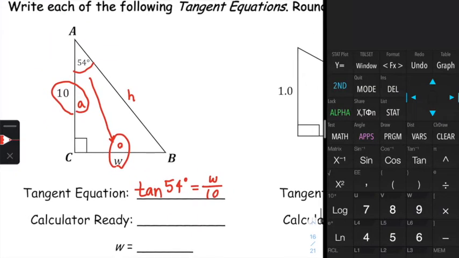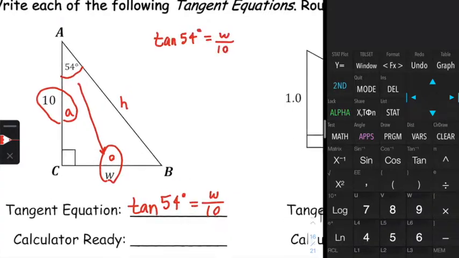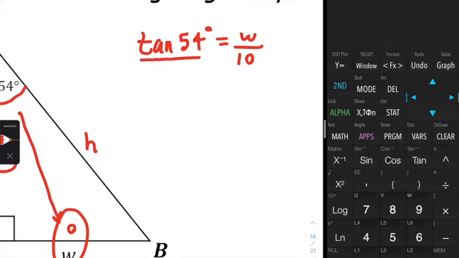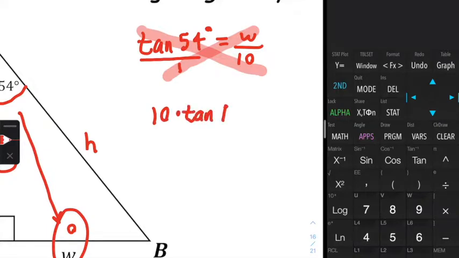And then the big idea here, so I'm going to rewrite it over here just so I got some room to work with. To solve this right here, I'm going to treat tangent of 54, I'm going to write it over 1, and then I'm going to go and cross multiply. I'm going to multiply the two diagonal things. I'm going to do 10 times tangent of 54, and then 1 times W, which equals W. And then theoretically, you would divide, but you're not going to divide by 1. So that's actually what we're going to type into the calculator. W apparently is 10 times tangent of 54.